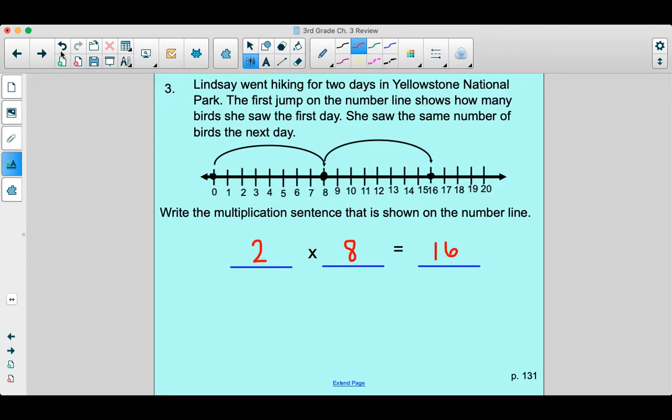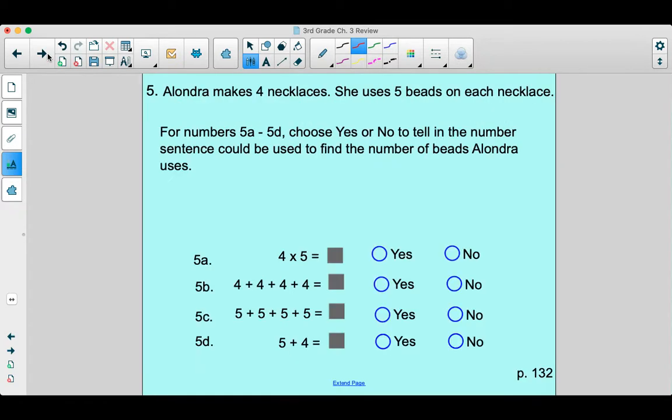So we're just analyzing that number line. It's kind of like in the earlier years when we used number lines to hop, but we were only hopping by ones and maybe even twos sometimes. Now we're hopping by greater numbers.